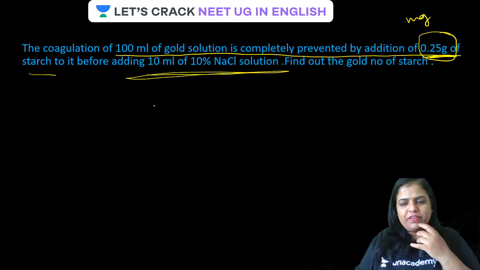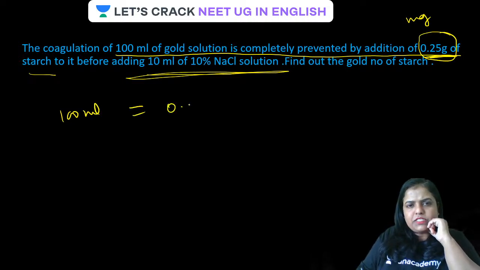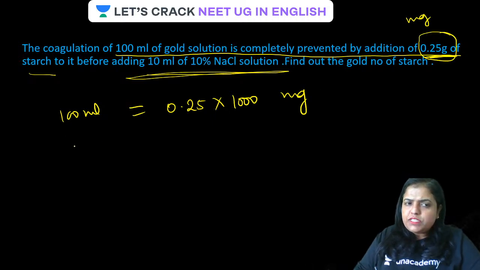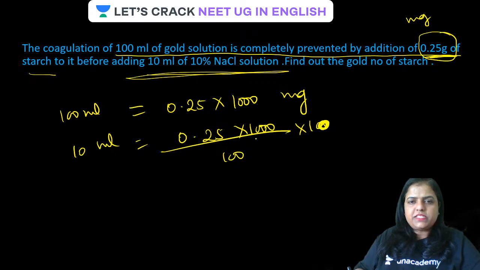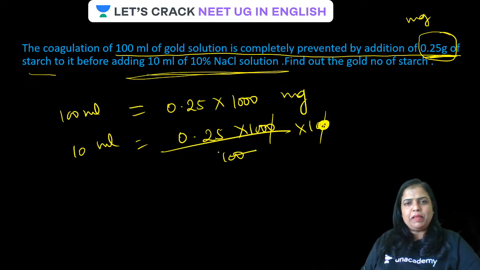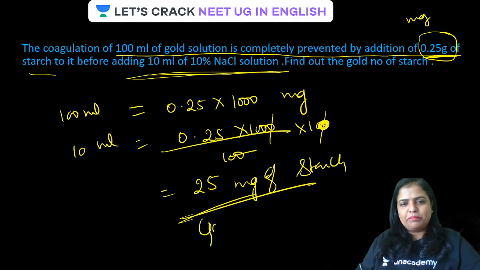Let us solve it, guys. Very simple. For 100 ml, how much milligram? 0.25 into 1000 milligram. Simply find out for 10 ml and you'll get the answer. This will get cancelled over here. Just simply multiply them and you will get the value as 25 milligram of starch. So this is the gold number, guys.